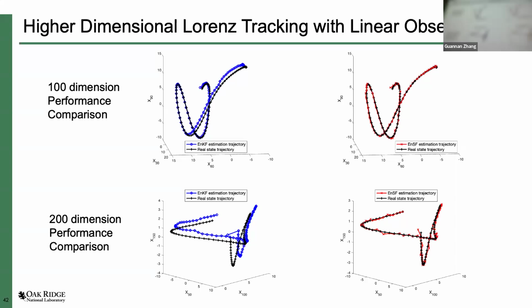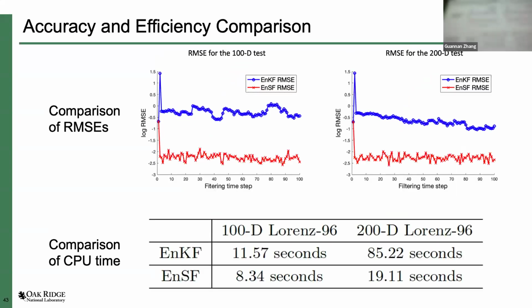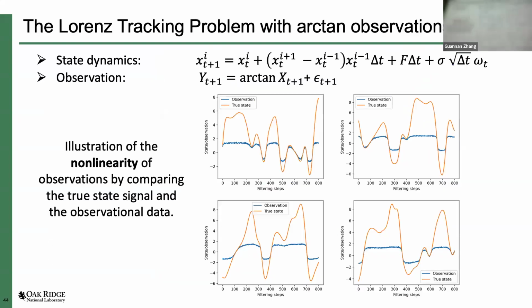This is just some benchmark test problem. Because you already saw the previous test, there's no surprise here. For this 100D or 200D, it's better than the ensemble Kalman filter, but it's not that impressive yet. But the error, of course, is better. What we really want to show is the high dimensional and highly nonlinear examples.